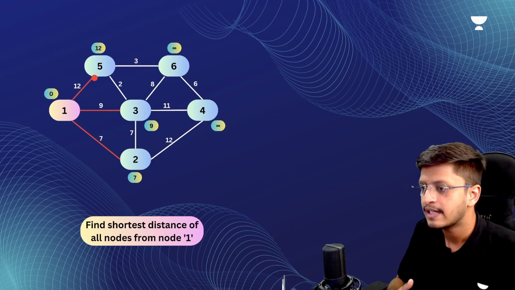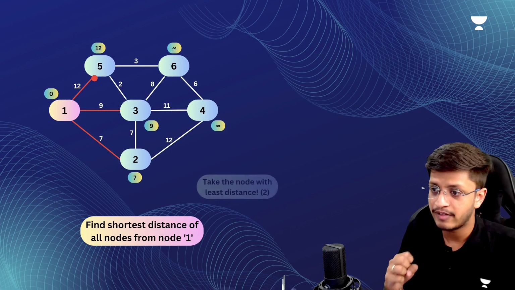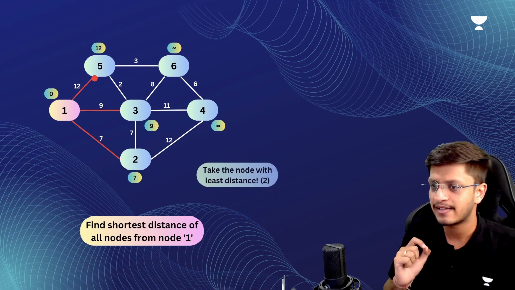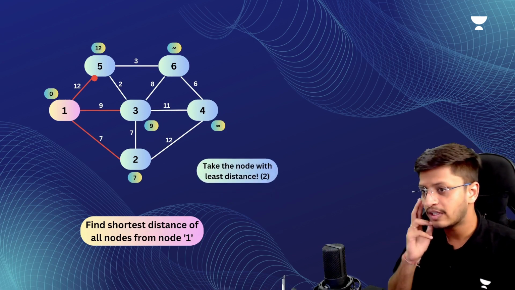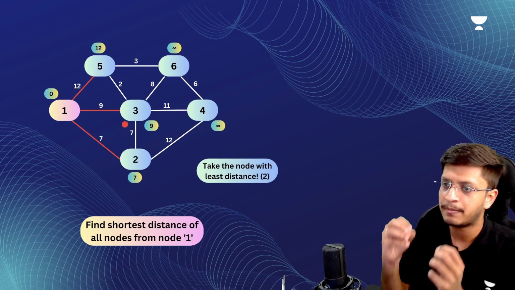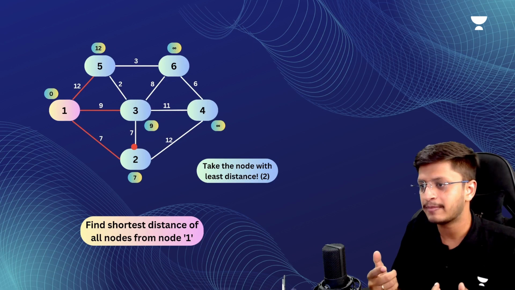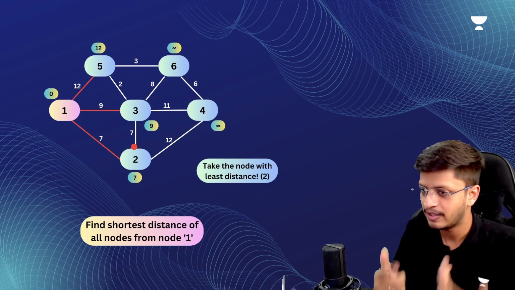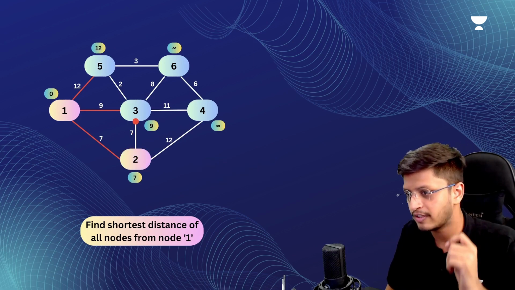Now what we do is we take the next node, which is the node with the least distance from node 1. Right now the least distance node is node 2 with the distance 7. So we take that particular node. Again we do the same thing. We take all the adjacent nodes from node 2. So let's say we take the node 3.